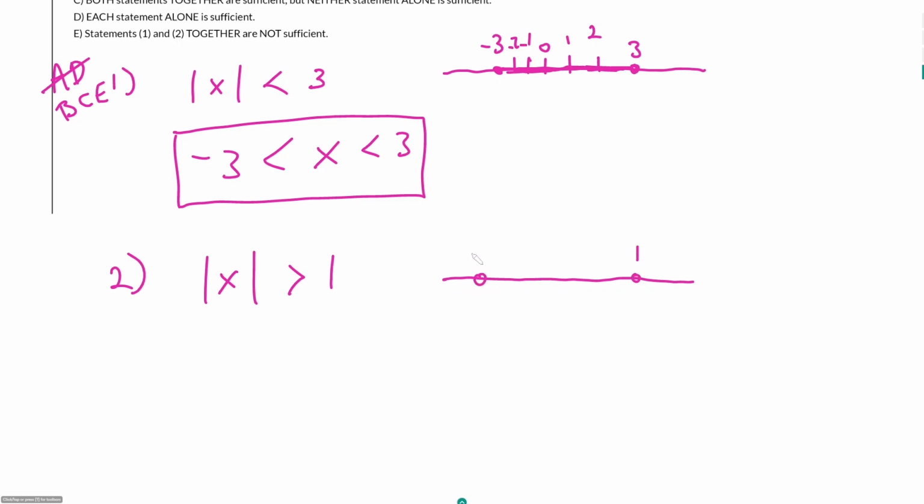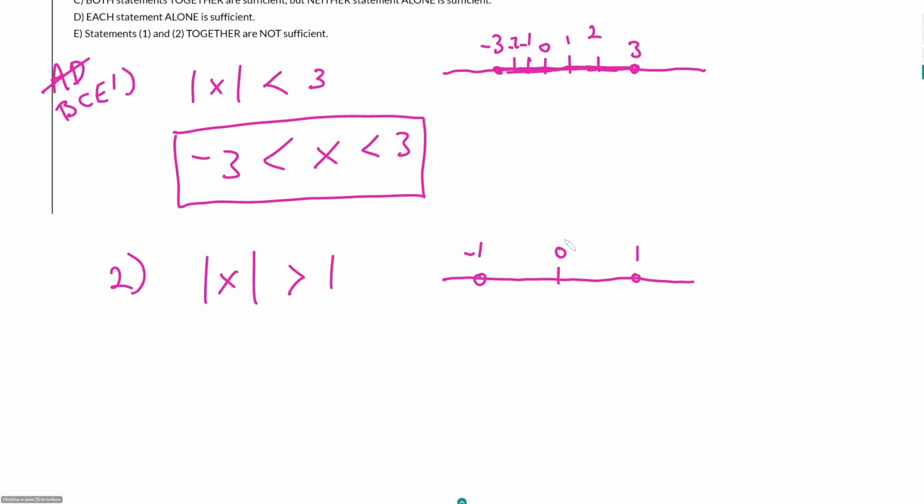So here is 1 and here is -1. So maybe now, let's start at 1. Can x be equal to 1? And it cannot, because absolute value of 1 is not greater than 1. So now let's go to the left. Can x be 0? It cannot, because absolute value of 0 is not greater than 1.